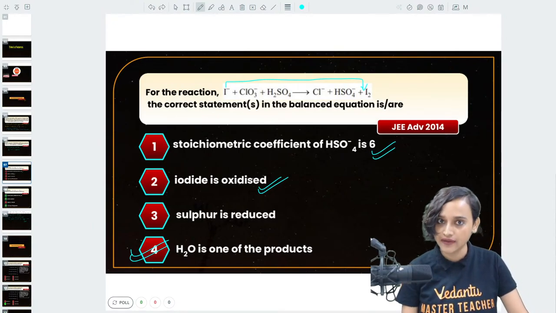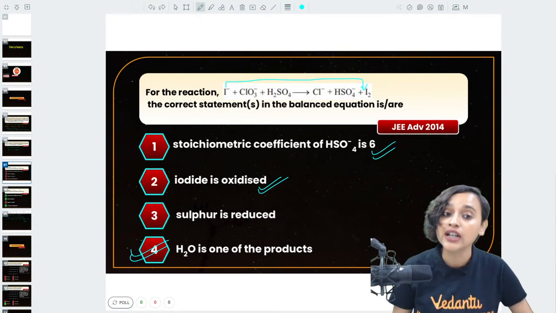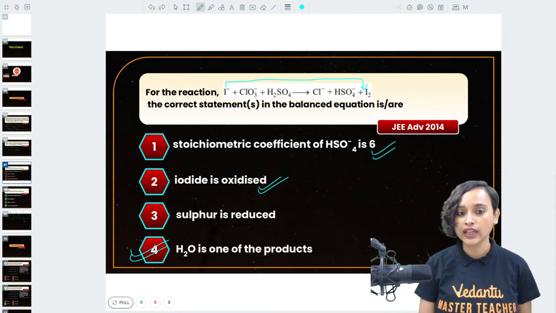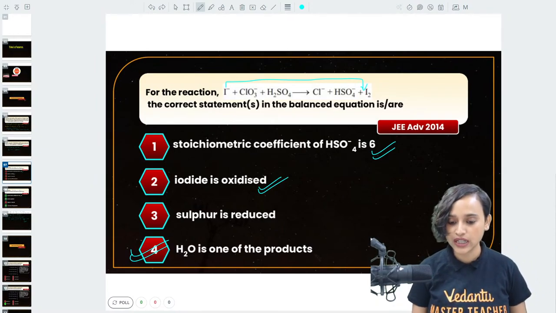Yes, bacha, these are JEE Advanced questions, but who knows, it might come in your JEE Mains also. Okay, it's not too tough, as you can see, right?